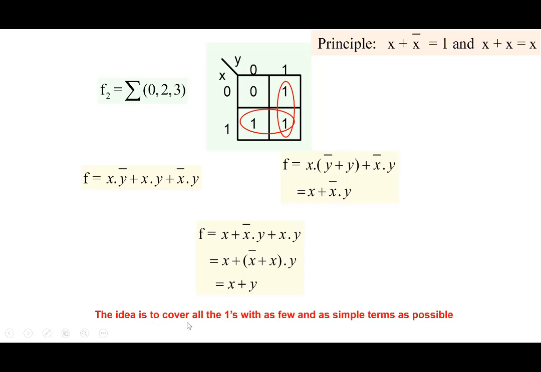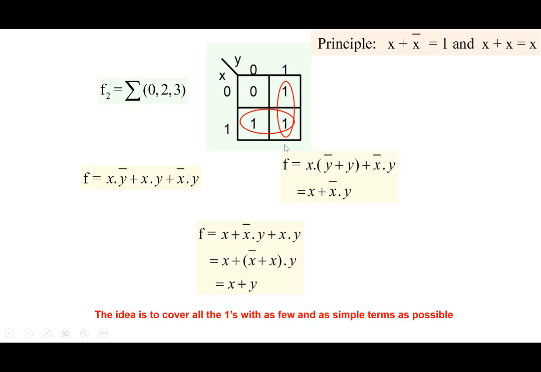So the idea is to cover all the ones with as few and as simple terms as possible. Note that every time you combine one term with another term, you get a simpler term, because when combining, the variable which is changing disappears through the principle y plus y bar equals 1. And so when you combine two terms, you get one term.